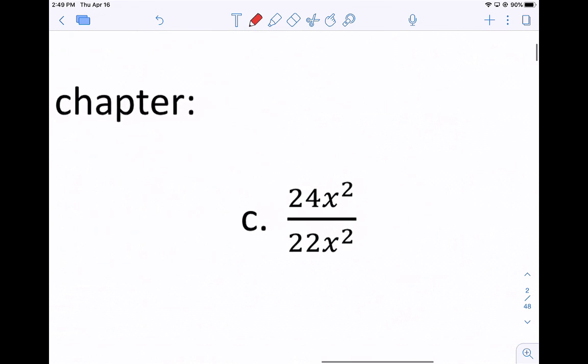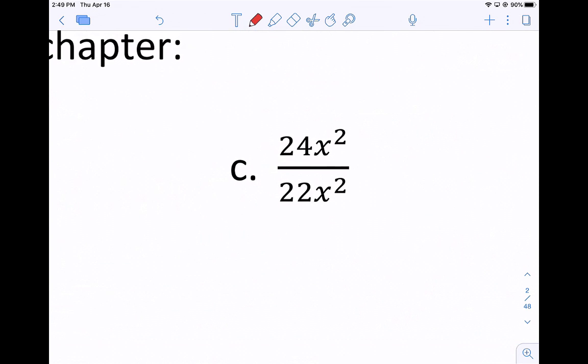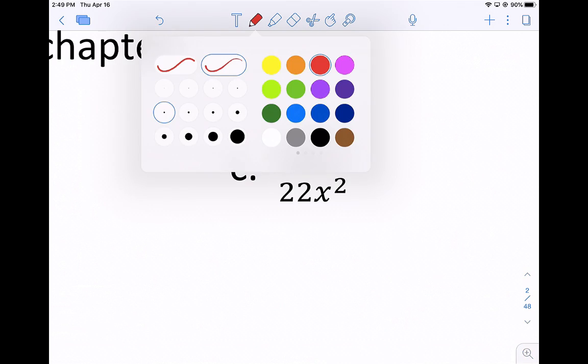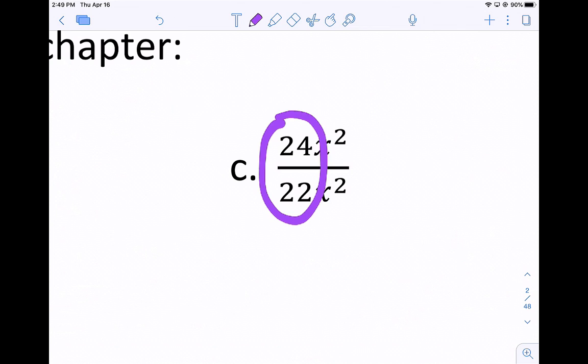Let's try one more. All right, we have 24 over 22, x squared over x squared. Okay, so again, let's look at just our numbers right there, the coefficients. And you want to think, what's the biggest number we can divide 24 and 22 by? And the answer is 2. So 24 divided by 2 is 12. 22 divided by 2 is 11.